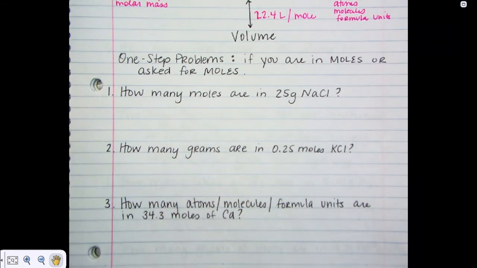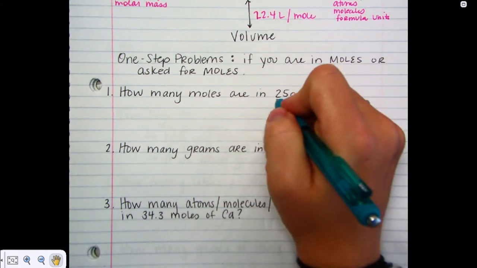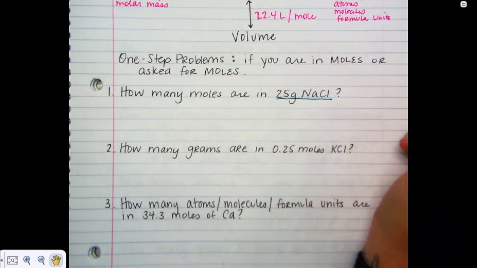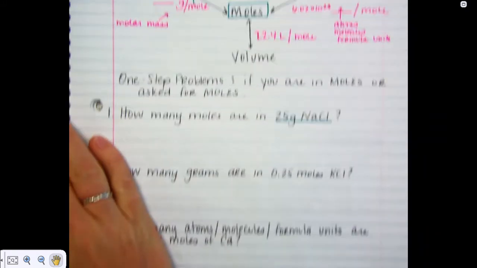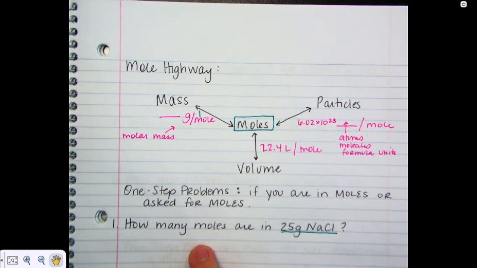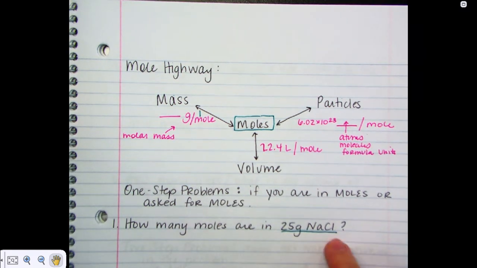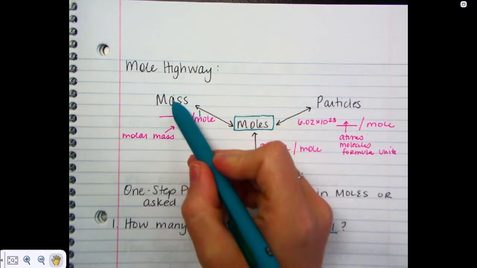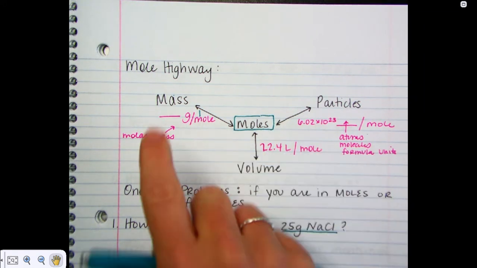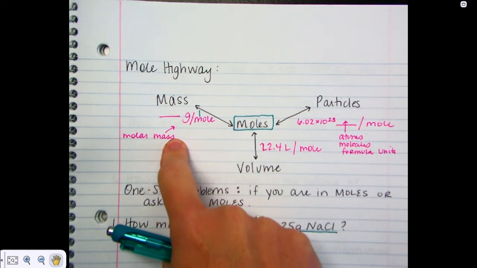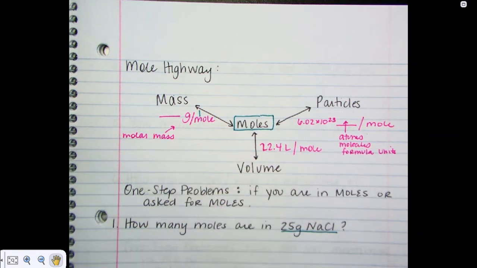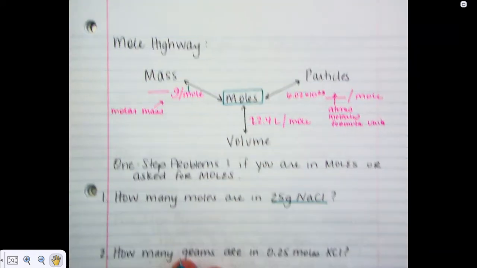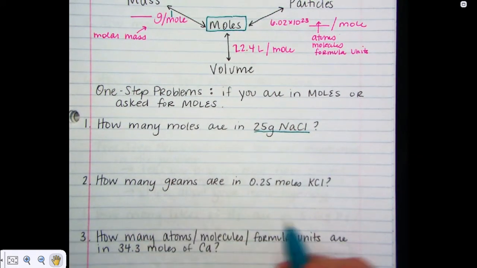So here is our first problem. How many moles are in 25 grams of NaCl? So my starting point here is 25 grams of NaCl, and I'm being asked to go from grams to moles. How many moles are in this amount of grams? So I'm in grams, I'm in mass, I'm going to moles. That means that my conversion factor here is the molar mass. So the very first thing I need to do is calculate the molar mass.